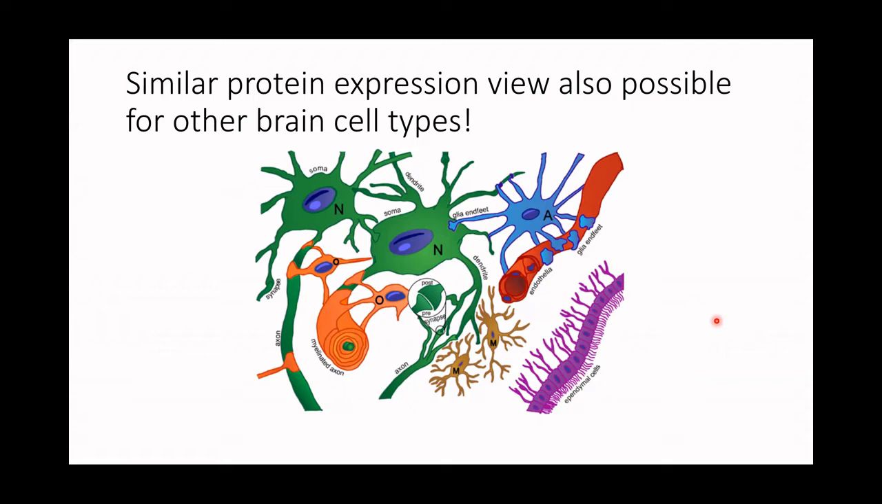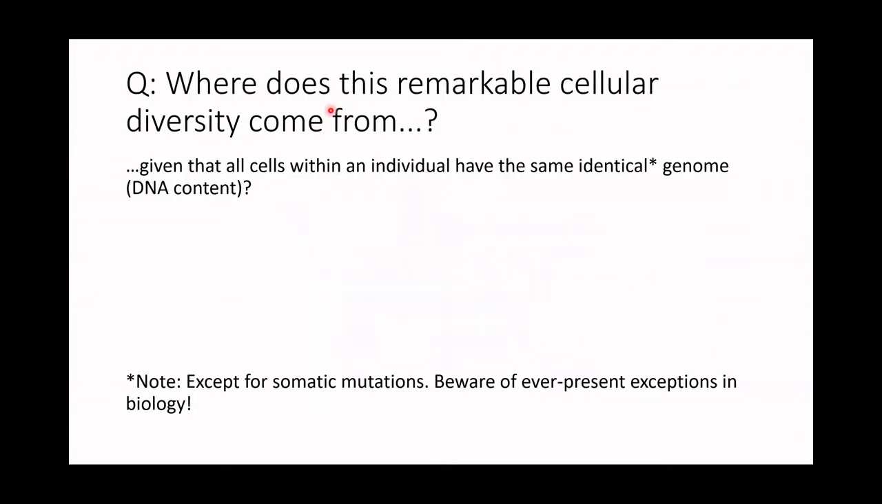And how does this identical DNA, all coming from the same embryo initially at conception, differentiate or diversify into such different things? I mean, some of them form these tubes, some of them clump here, some of them have very long axons, some of them are like these myelin sheets. How does the same DNA produce all these different forms and functions and structures? Okay, that is the question that we ask next. Where does this remarkable cellular diversity come from, given that all cells within an individual have the same identical genome or DNA content, right?